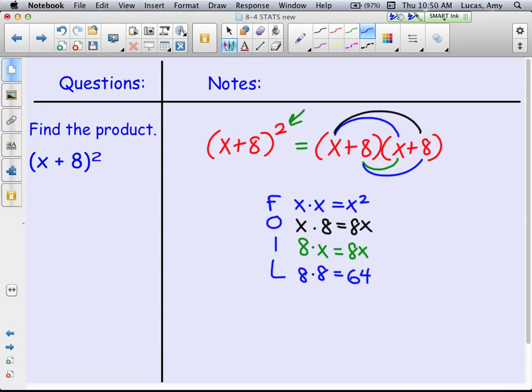I connected these like the distributive property. So I distributed my x first times everything in the second binomial. Then I distributed my 8 times everything in the second binomial. So these 2 terms in the middle, the outsides and insides, if I combine them, I get 16x. So then my final answer is x squared plus 16x plus 64.